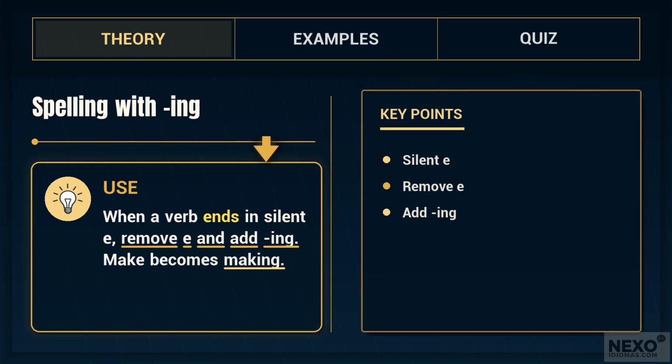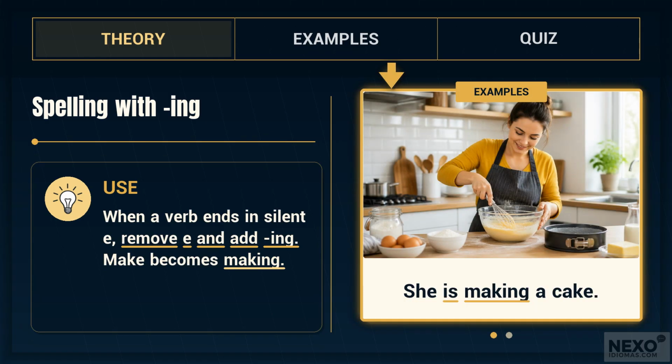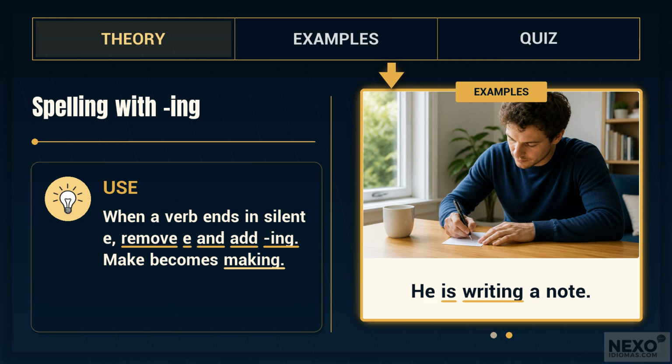When a verb ends in silent E, remove E and add ing. Make becomes making. Example. She is making a cake. Example. He is writing a note.